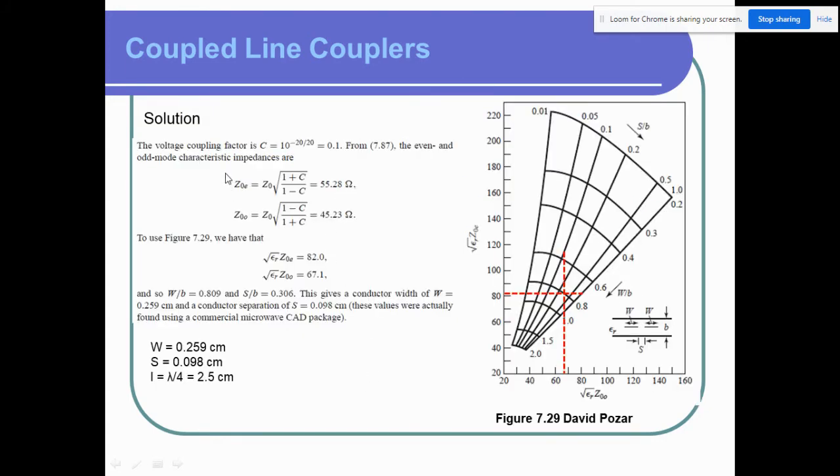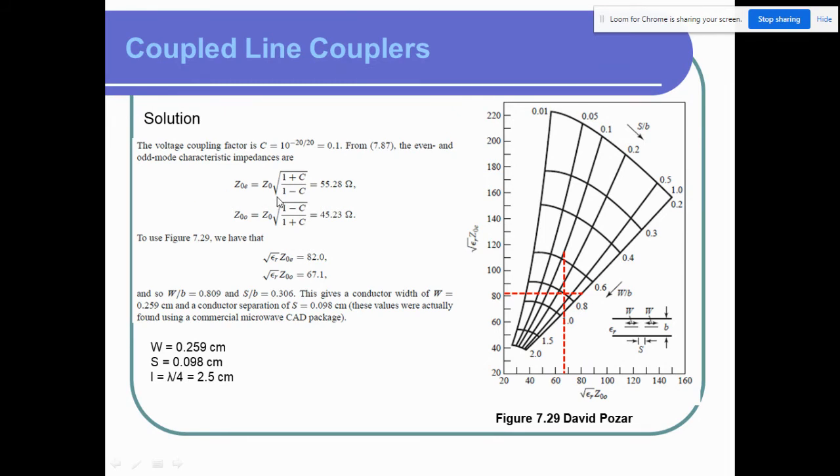I didn't actually derive these two equations because it's very tedious to do, but you will find these equations in the book. Okay, even and odd mode equations. So this is the even mode equation and this is the odd mode equation. We need these two values actually, but I will come back here later on.